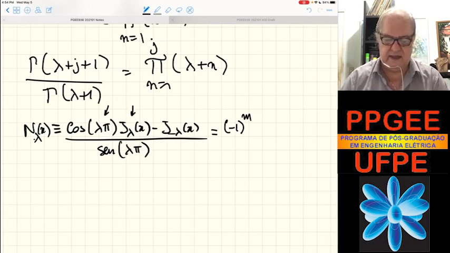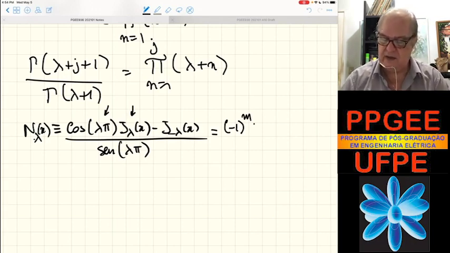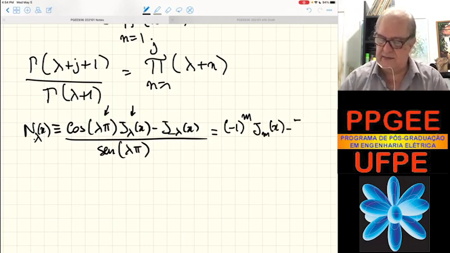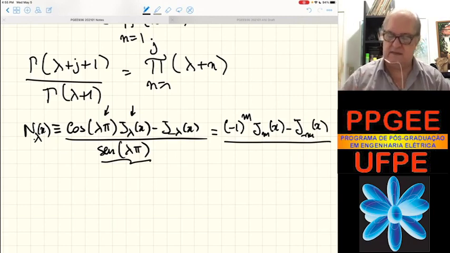So this is, in fact, lambda equals m. So it's going to be J_m of x minus J_{-m} of x, divided by sine of m pi, which is going to be, I mean, you can approach that, right?